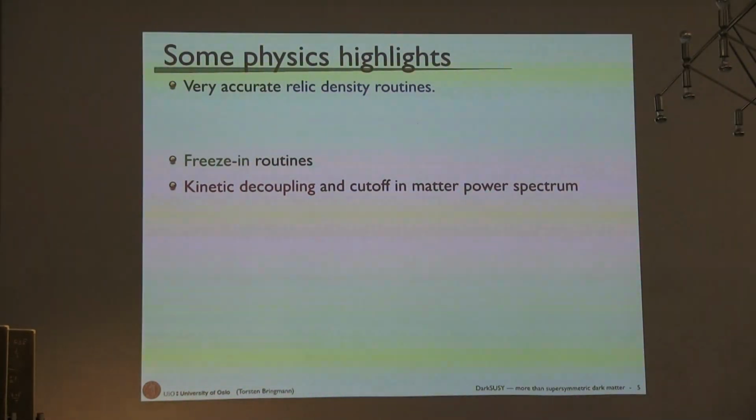Okay, so just to give you some ideas of what we can do, this is relic density calculations. That's what we've been talking about in the lectures. By relic density routines here, I mostly refer to freeze-out kind of scenarios. There are freeze-in routines. DarkSUSY has fully included routines for kinetic decoupling, and the corresponding calculation of the cutoff in the matter power spectrum. So you just specify your model, you get all these things out: omega, dark matter, cutoff scale, and so on.